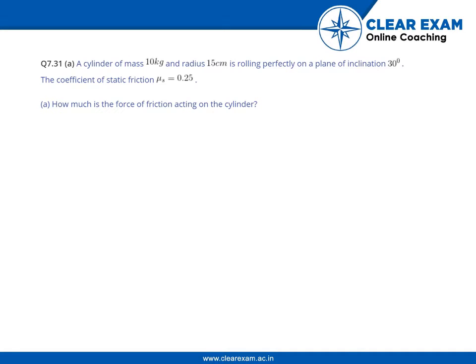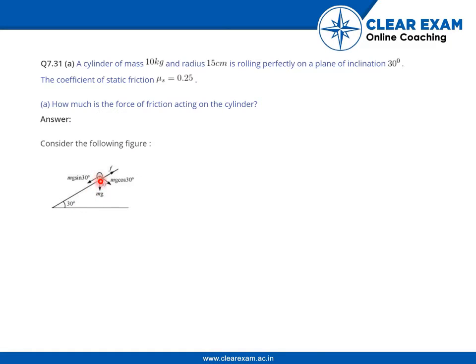Welcome back. So the question here is: a cylinder of mass 10 kg and radius 15 centimeter is rolling perfectly on a plane of inclination 30 degree. The coefficient of static friction, that is μs, equals 0.25. How much is the force of friction acting on the cylinder? Consider the following figure.